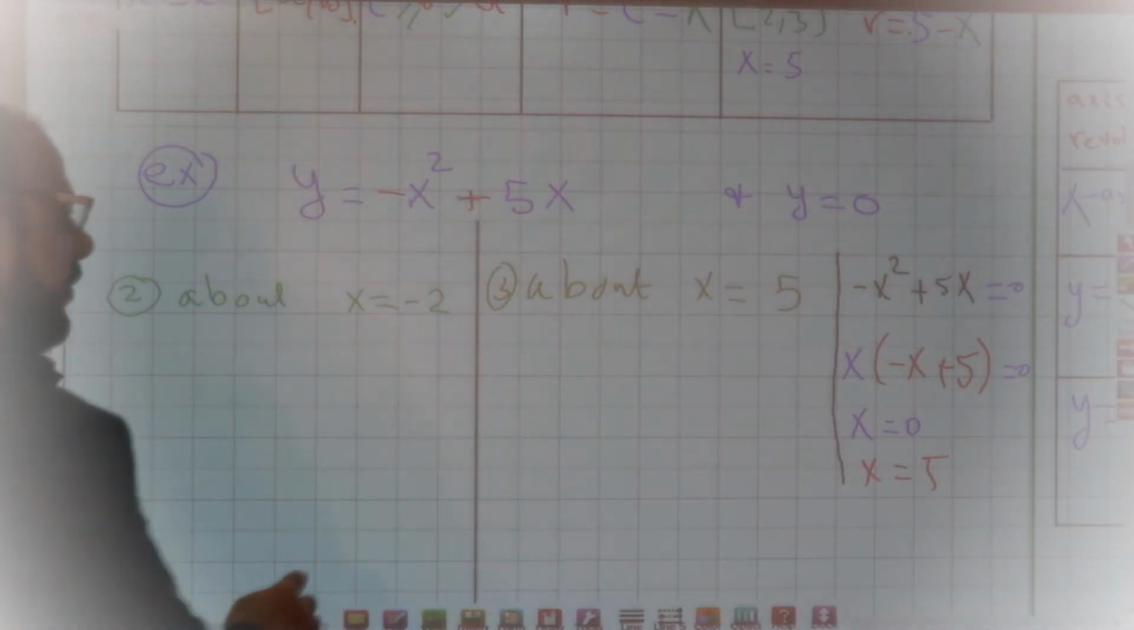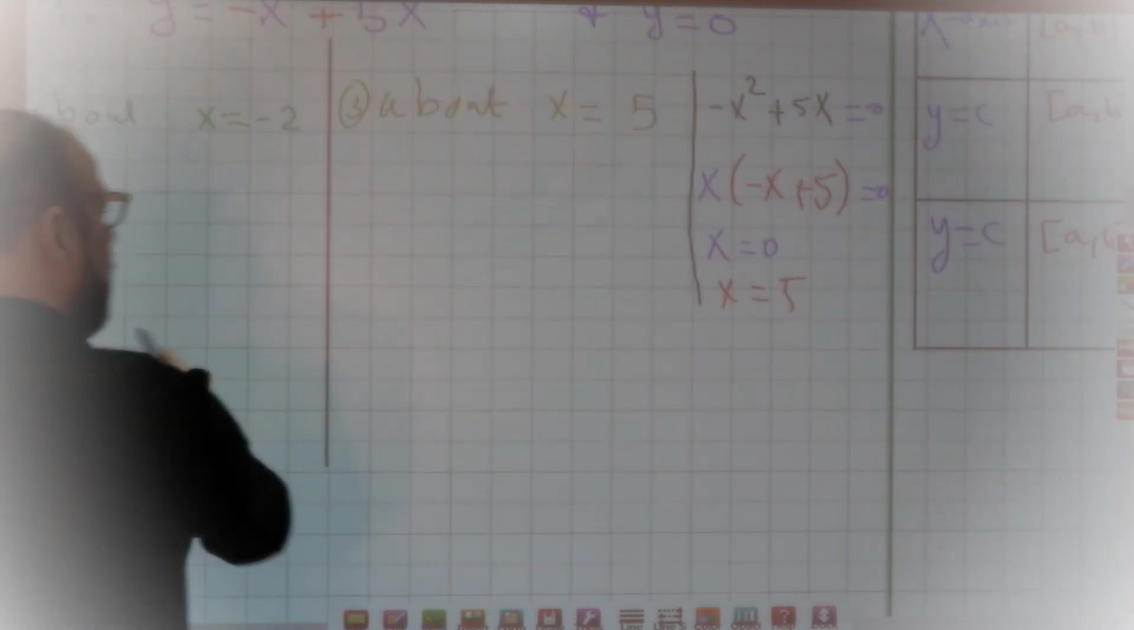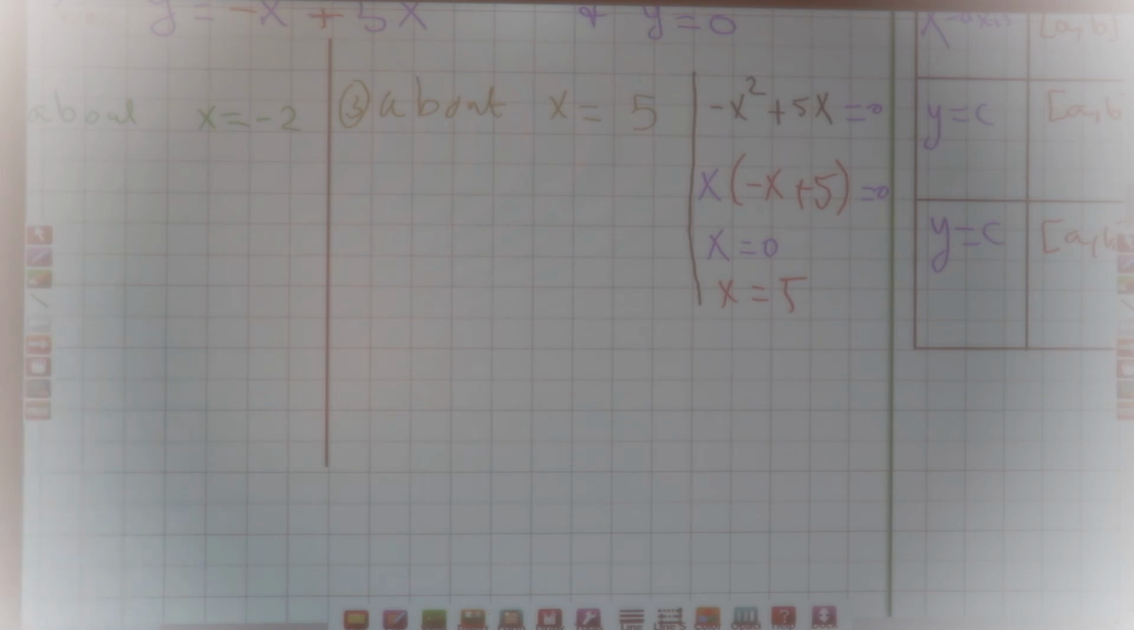Then let me graph the function. I'm going to graph it to show you the area I need to revolve. Okay, I'm going to take this line, make a nice line here. And I'm going to graph my function here. Zero and 5.